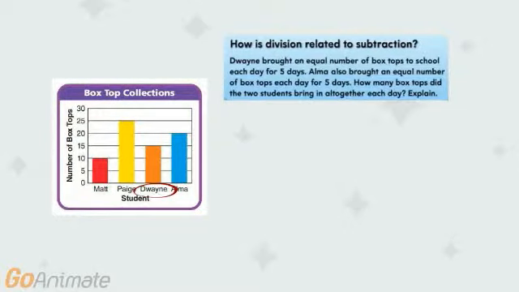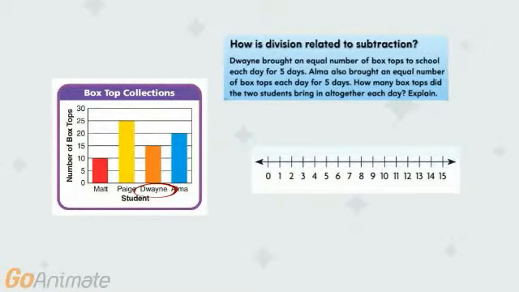Now, one way we can model this is with a number line, and we know that he ended up bringing in 15 box tops, because each day he brought in the same number. What I want to do now is break up 15 into groups of 5 and see how many groups of 5 we have. That will tell us how many he brought in each day. Let's jump by groups of 5, starting with 15, until we get to 0.